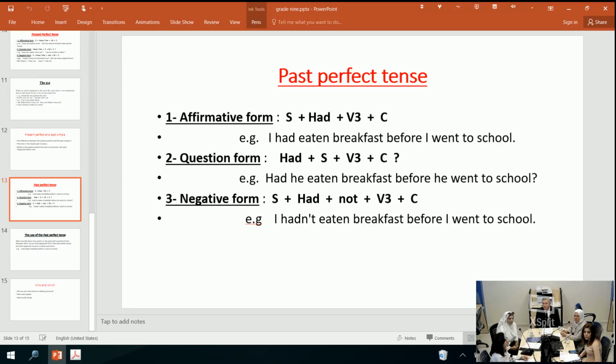Now, about the question form. Here we have to start with had, then the subject, then verb 3, and then the complement. Had he eaten breakfast before he went to school? This is the example.